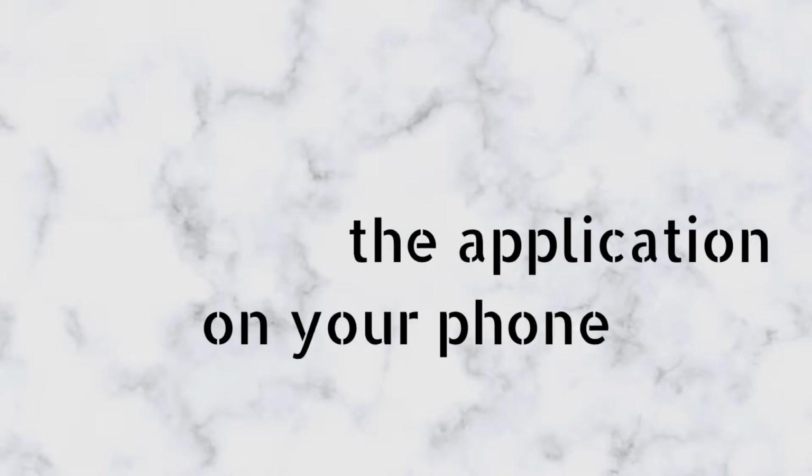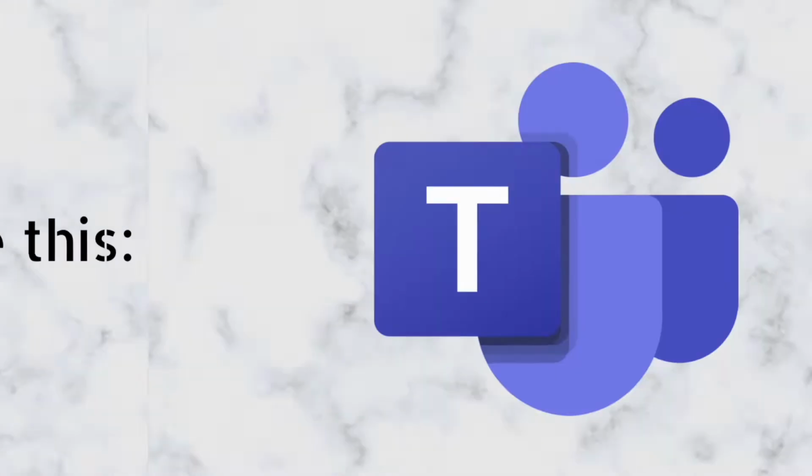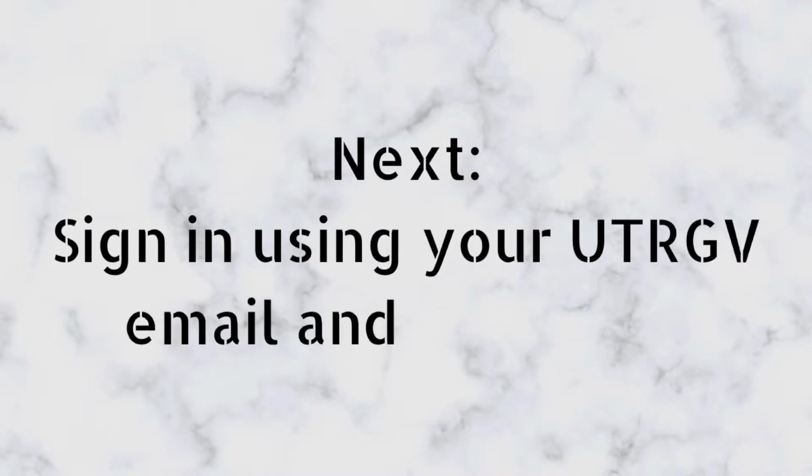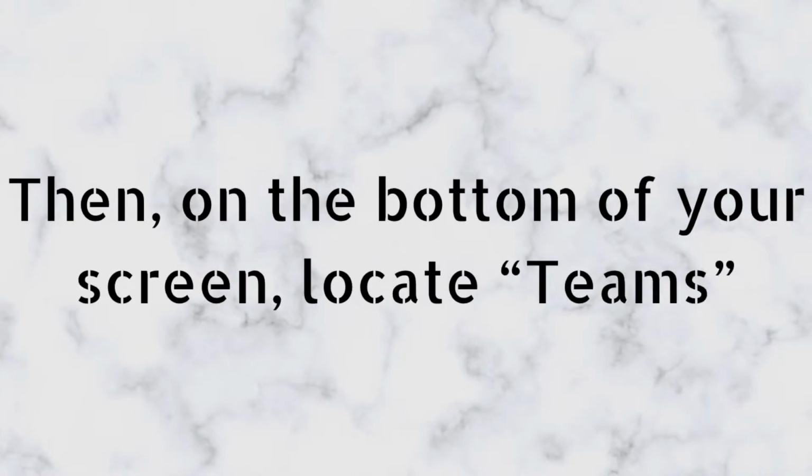First, you're going to download the application on your phone. This is how the app should look like. Sign in using your UTRGV email and password. Then, on the bottom of your screen, locate Teams.